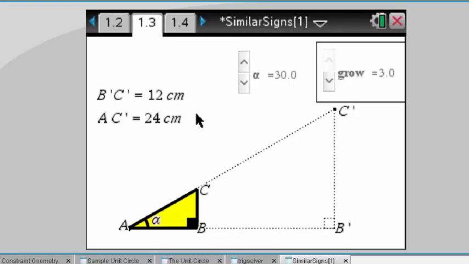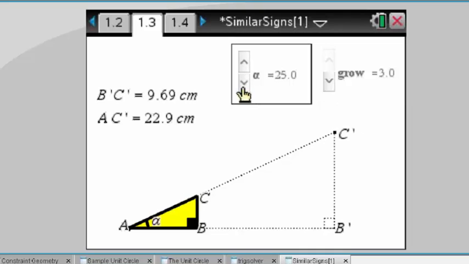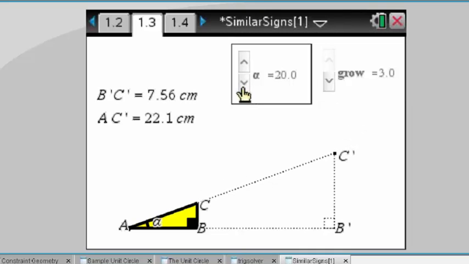So 12 over 24 is still a half. However, if I change the size of the angle, the ratio is no longer a half. So the students are copying down these measurements, the AC and the BC, and they just do one divided by another, the opposite over hypotenuse, and record the results.